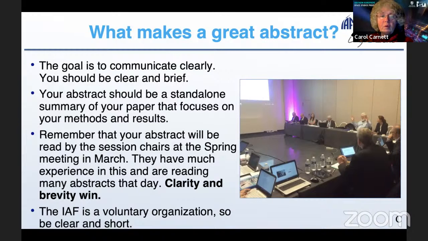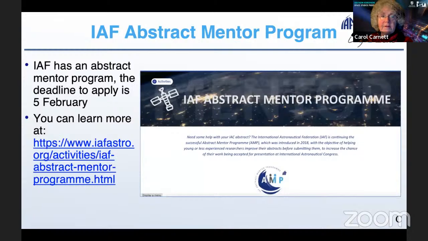Find your important points and be sure those are in here, because the people who are reading your papers have been doing this for a very long time, and they have a lot of abstracts to go through. So the way you put your abstract together and the more clearly you can communicate, the better chance you have of having your abstract accepted.